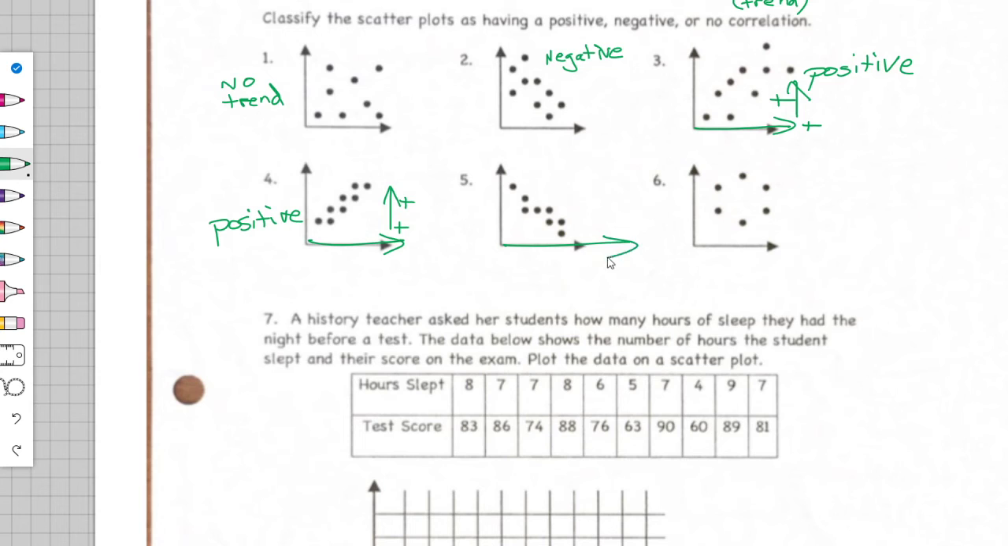As we get more positive, we get more negative. That was a terrible arrow. More negative. So then it's a negative slope or negative correlation, negative trend. This one's kind of all over the place. It makes a shape, but it's not what we want. So this is no trend or no correlation.